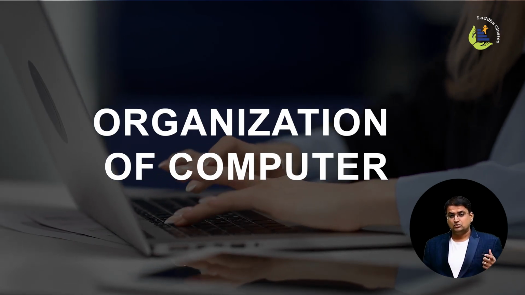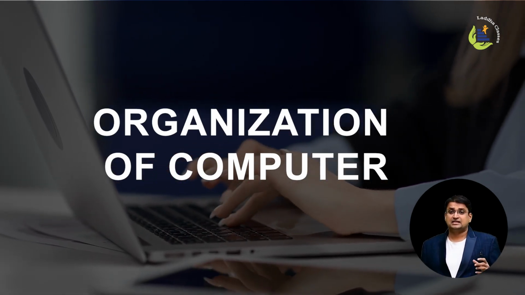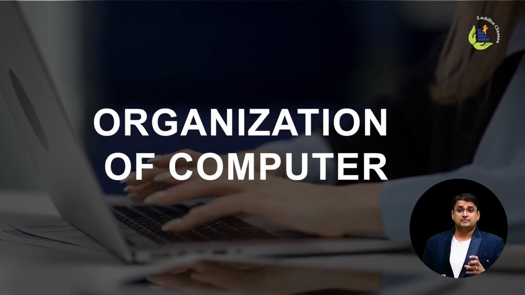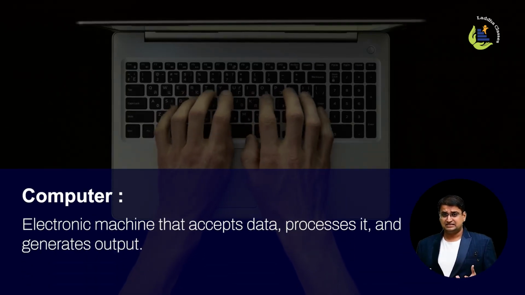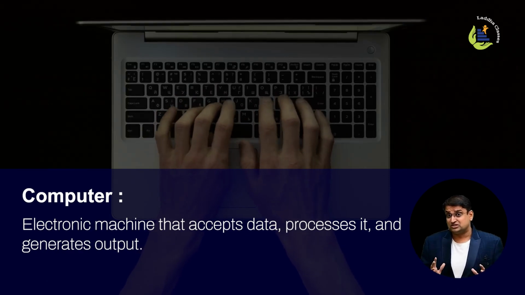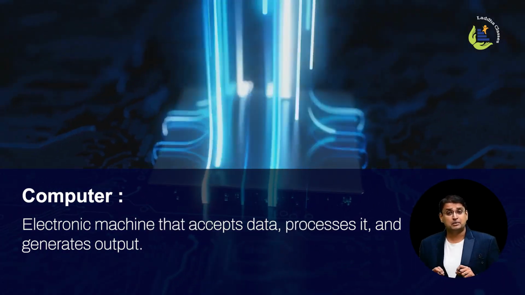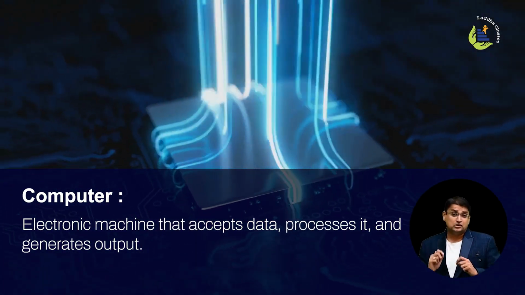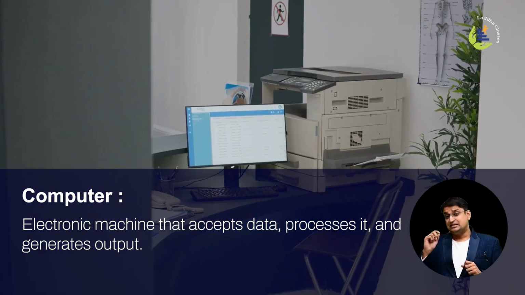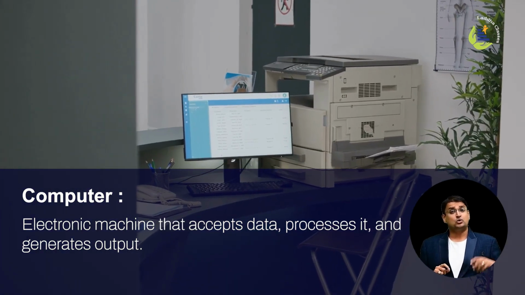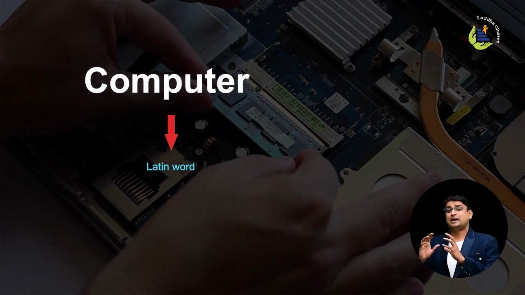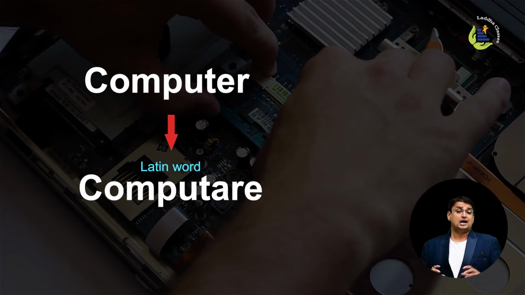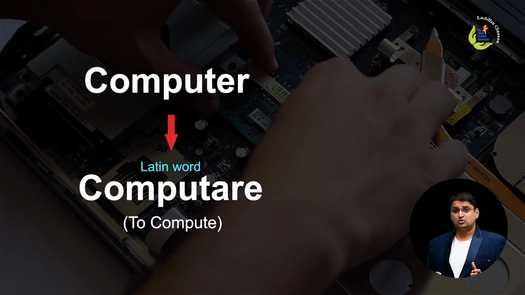In this video, we will understand organization of computer. A computer is an electronic machine that accepts data from the user, processes the data by performing calculations and operations on it, generates the desired output as a result. The term computer is derived from Latin word computare, which means to compute.